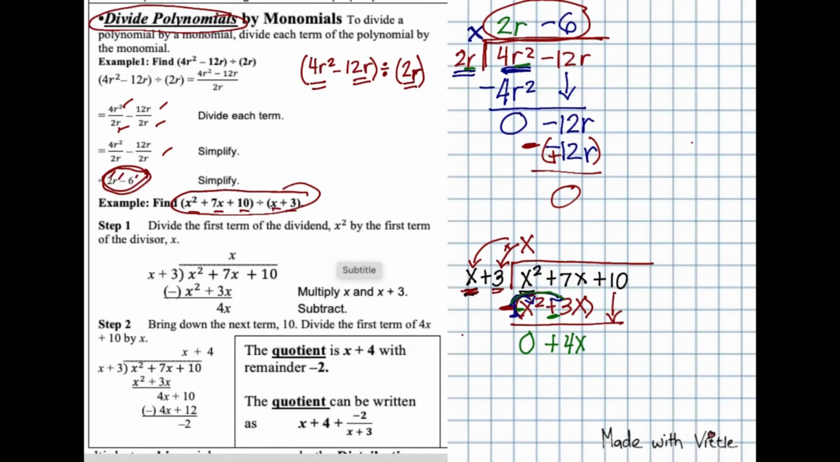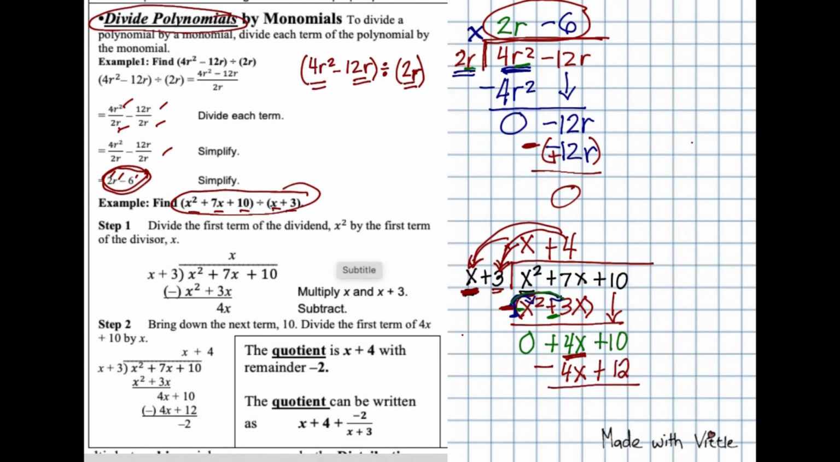Then we bring down the next term. Now we divide. Remember, we only divide the first term by the first term. So 4x divided by x is 4. 4 times x is 4x. Now we multiply that answer by each term in your divisor, not just the x, but also the 3. And 4 times 3 is positive 12.